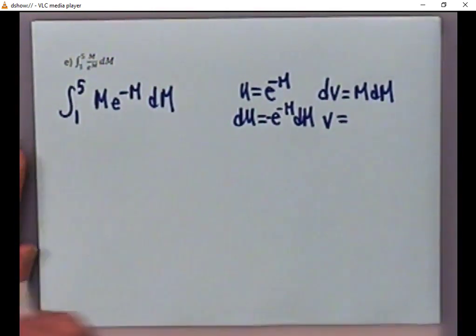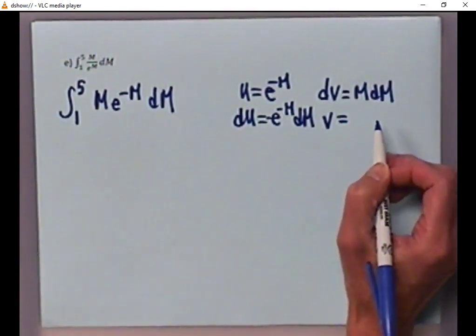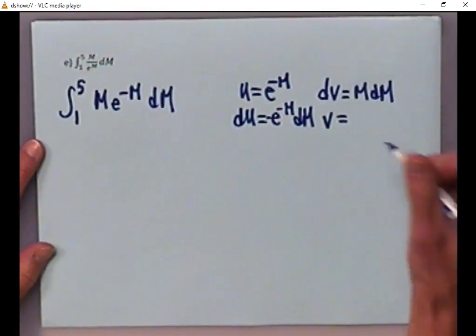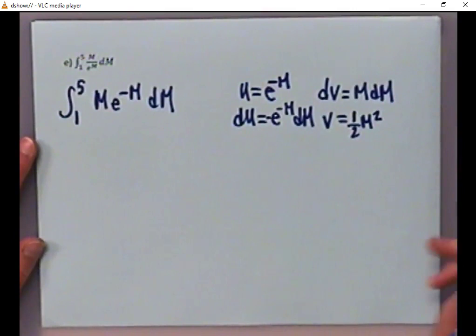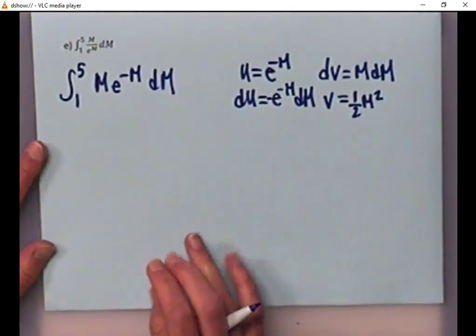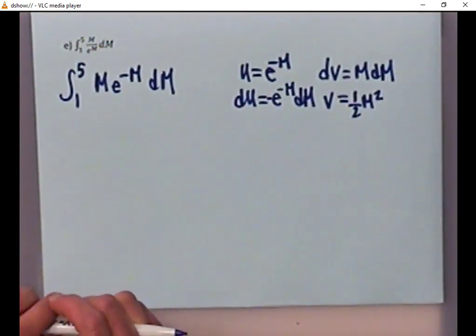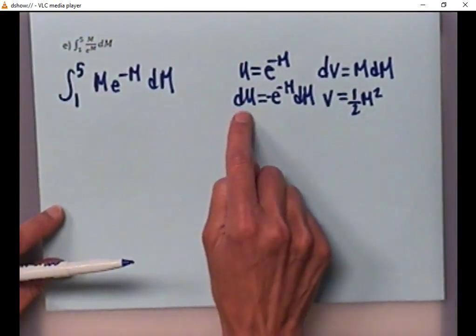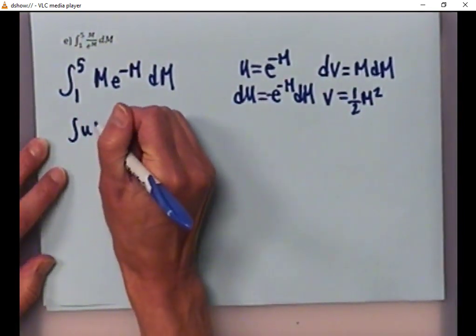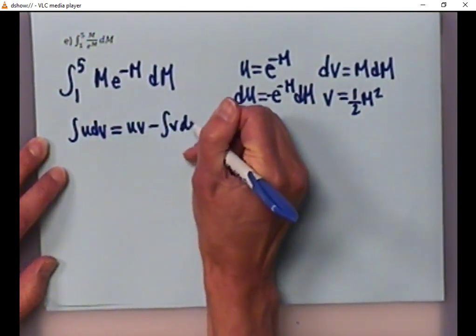How am I going to find v? Remember what we've got to do? With this, you've got to integrate, right? What's the integral of m? Yeah, 1/2 m squared. Okay, so let's see how this works out. So have you gotten the formula down yet? What is it? uv minus the integral of v du, right? So don't forget that. I just try to memorize the result. It's uv minus the integral of v du.